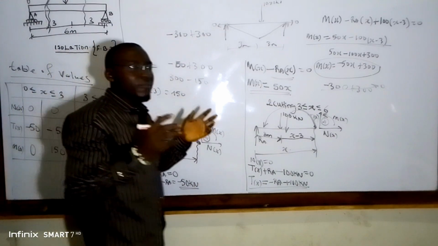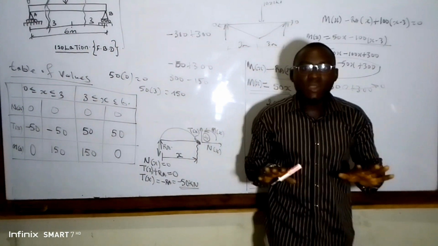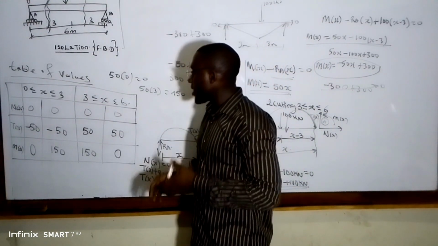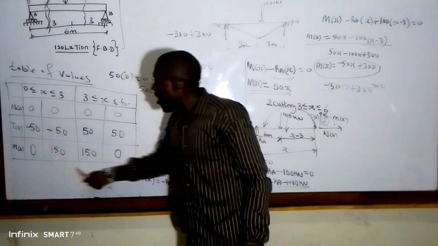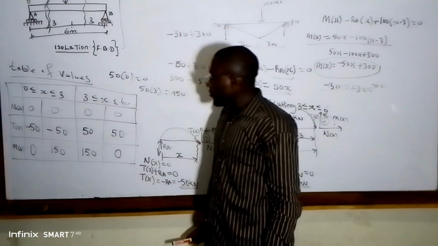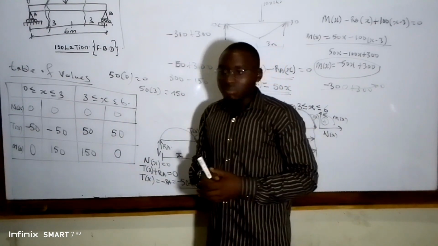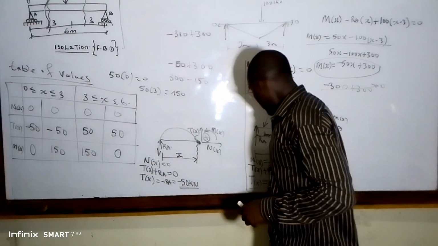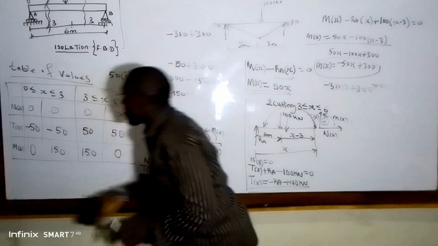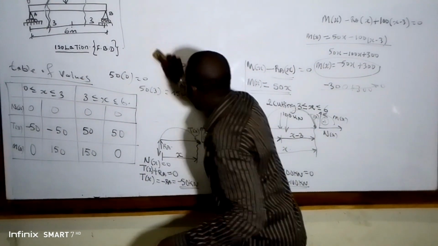So guys, as we solve further problems, I will do my best to explain in a simpler manner for you to understand. This is a table of values that we have produced. We are going to use this table of values to produce the shear force and bending moment diagram. So guys, let's erase all of this.